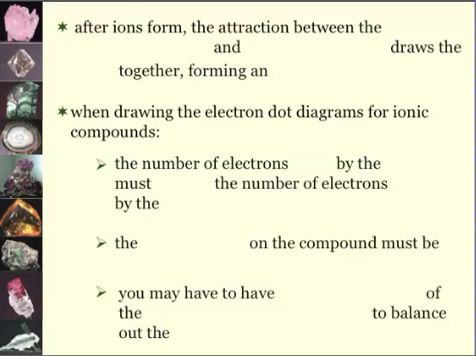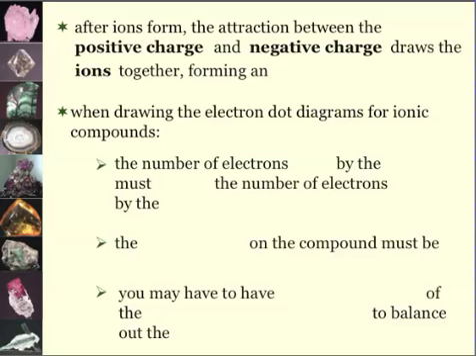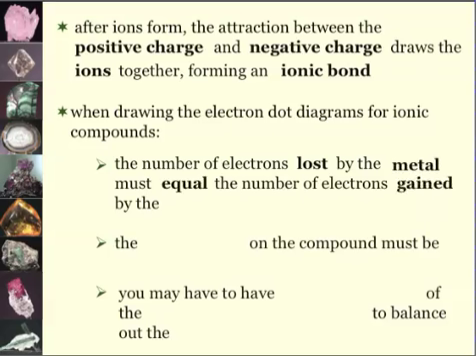Alright? So after ions form, the attraction between the positive charge and the negative charge draws the ions together and it forms an ionic bond. So when drawing electron dot diagrams for ionic compounds, we need to keep in mind that the number of electrons lost by the metal must be equal to the number of electrons gained by the nonmetal. This is why when we write our chemical formulas for these particular compounds, we do the crisscross, right? So this is why we do it.